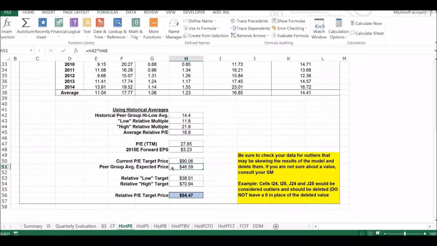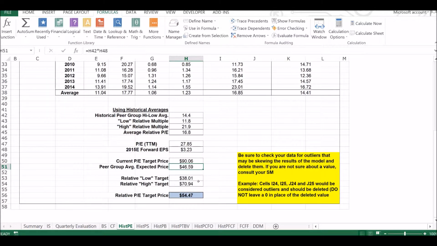Now, this is just for display purposes. This doesn't actually affect your relative model, but it's just for you to understand what the peer group expected price would be if earnings per share was $3.23, for example. But because that's not the appropriate forecast for the comparable companies, it's not used in the actual valuation process. Like I said, it's just for the information.